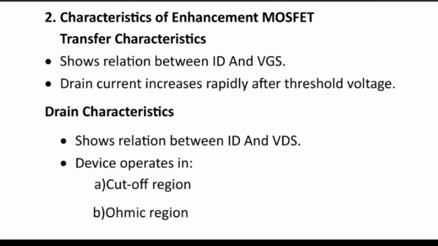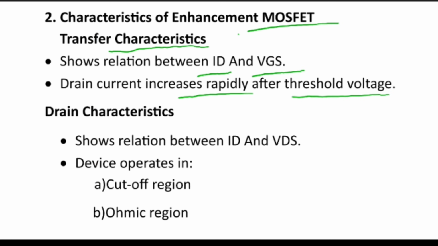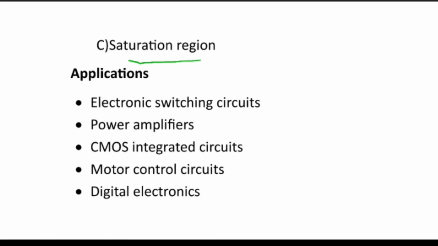Next, the characteristics of the enhancement MOSFET. The transfer characteristics show the relation between ID and VGS. The drain current increases rapidly after the threshold voltage. What are the drain characteristics? They show the relationship between ID and VDS. The device operates in the cutoff region, the ohmic region, and also the saturation region.